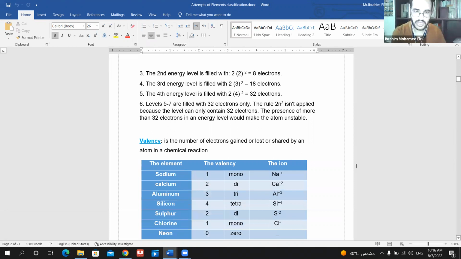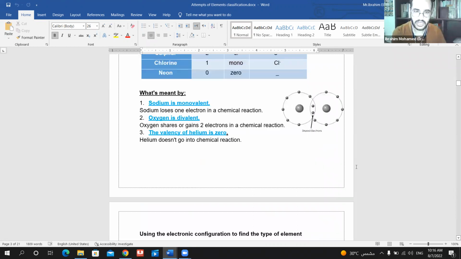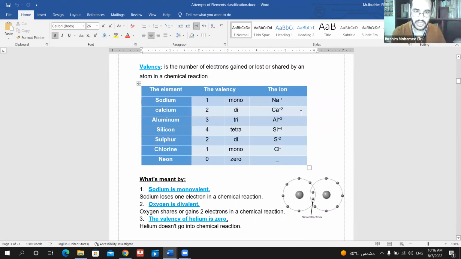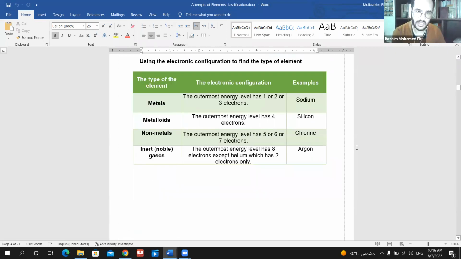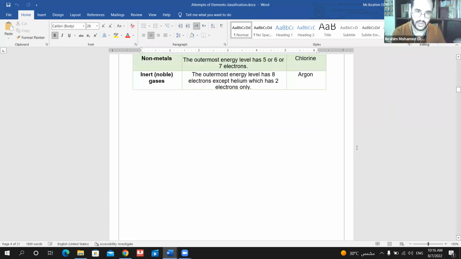And we talked about the valency. If the element enters a chemical reaction and it loses or gains electrons, that number of electrons gained, shared, or lost is called the valency. There are some elements in a group called inert gases or noble gases. They can't enter any chemical reaction because the outermost level is filled with 8 electrons, so their valency equals 0. Okay, and we talked about the types of elements: metals, metalloids, non-metals, and energetics.